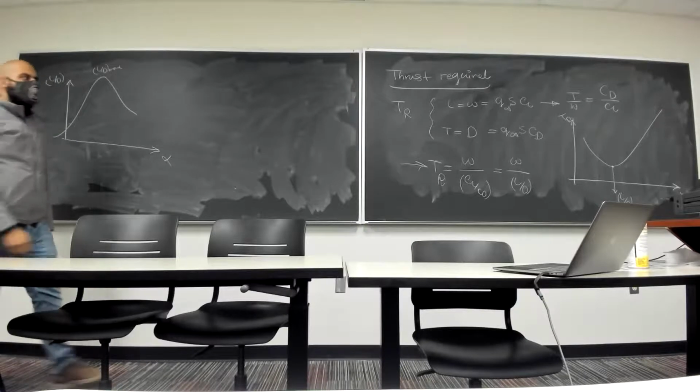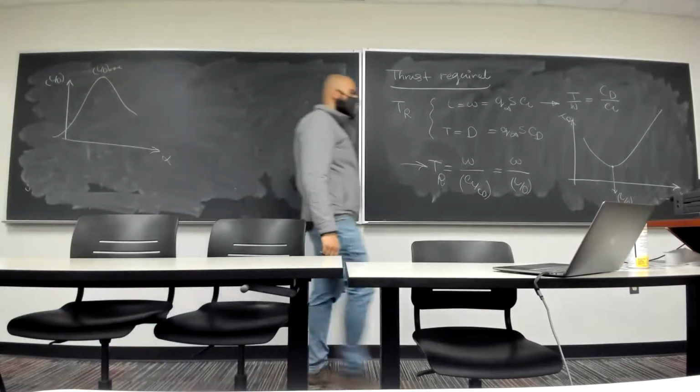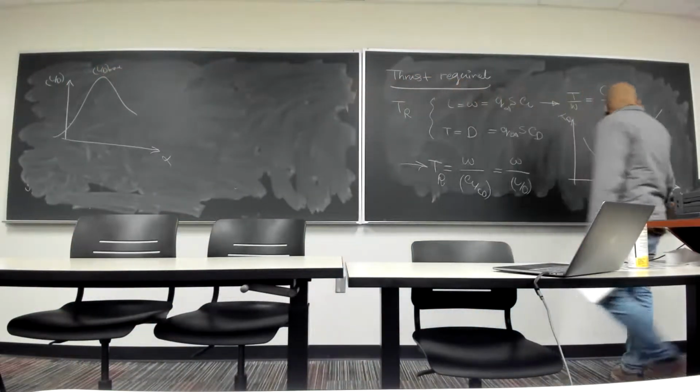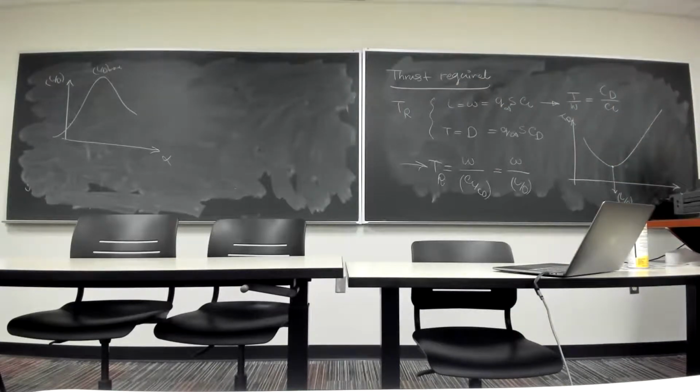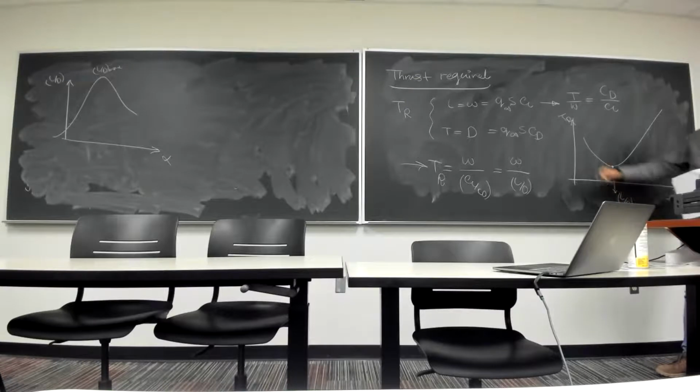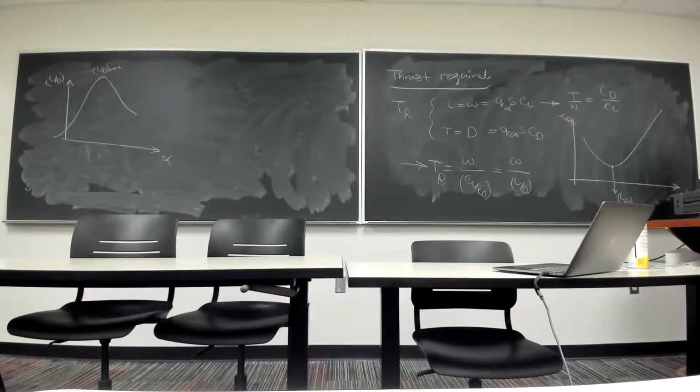So what does it mean for thrust required? For the thrust required versus the angle of attack, what do you expect to see? What is the variation of thrust required versus the lift to drag versus the angle of attack, not velocity?